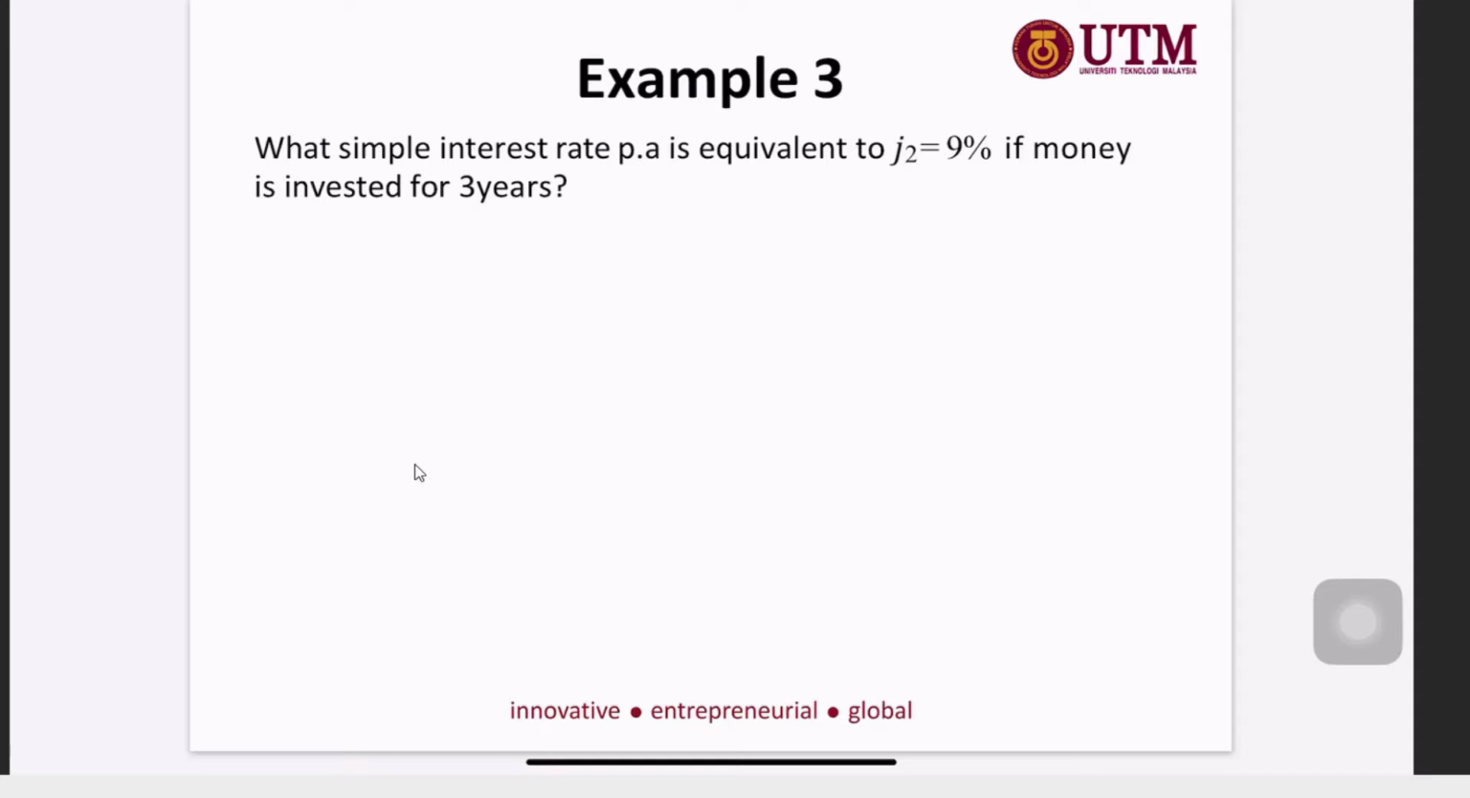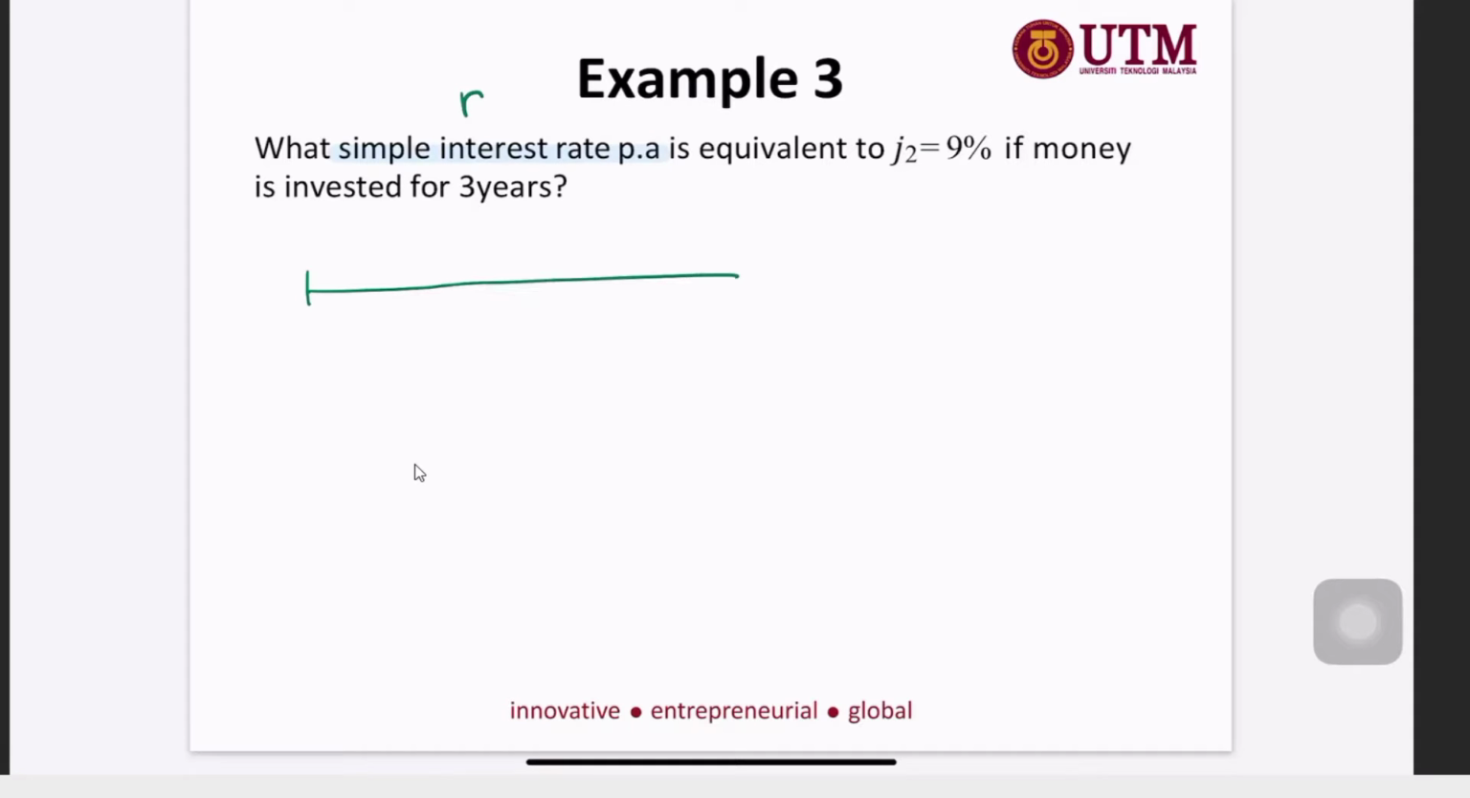What simple interest rate per annum is equivalent to J2 is equal to 9% if money is invested for 3 years? So you notice here, this one is simple interest rate, class? So this one is simple interest rate per annum. So that means here, okay, they want you to find the value of R, not the value of I. So how to find this? How to find the value of R given the nominal rates of 9%?